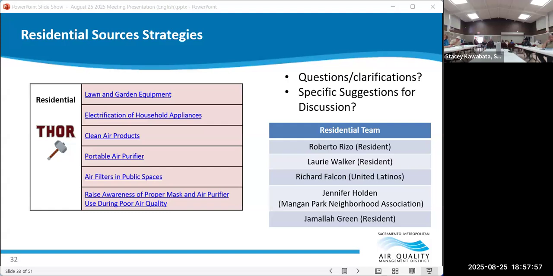Okay, and the third strategy that we came up with is clean air products. Engage and educate the community to share information on indoor air quality, the impacts of cleaning products and safer alternatives. Sharing information for cleaning products that are certified as meeting the US EPA safer product standards, Safer Choice, that the community can make on cleaning products. Are there any questions?